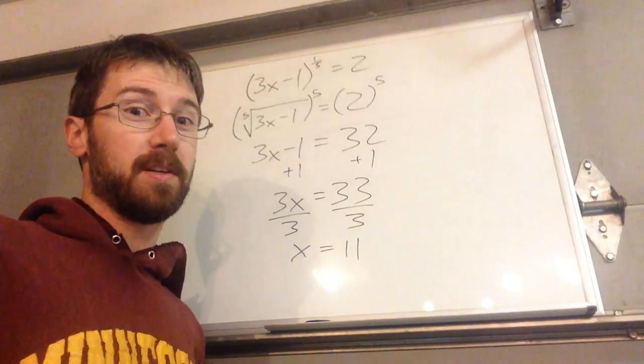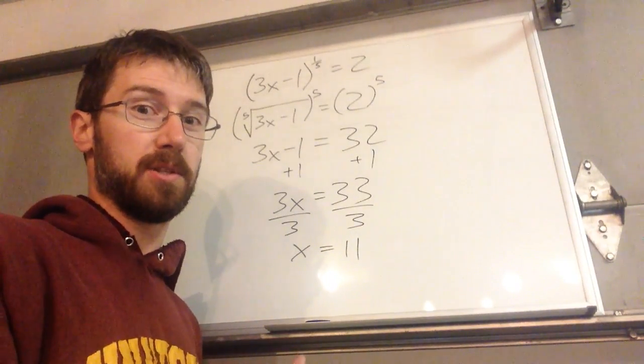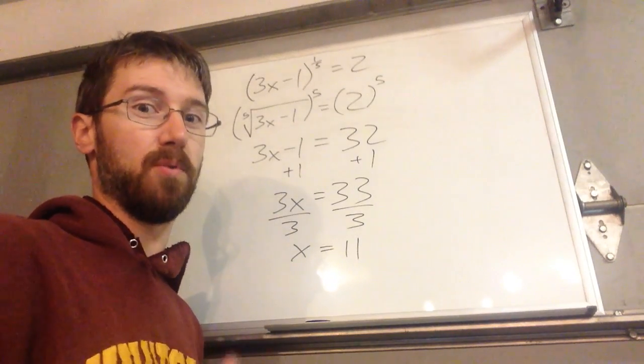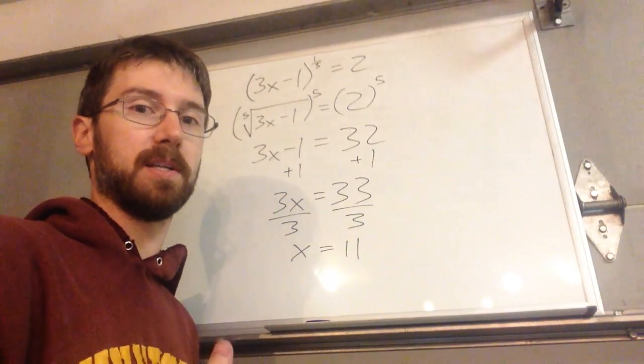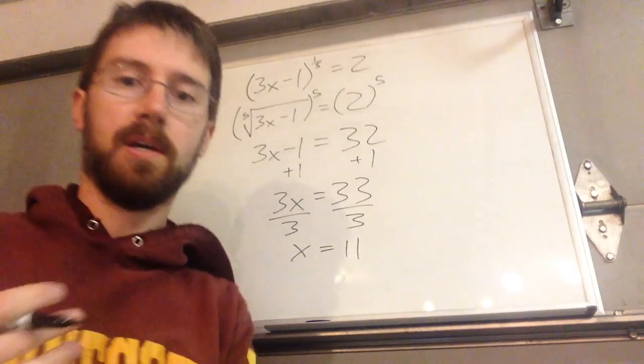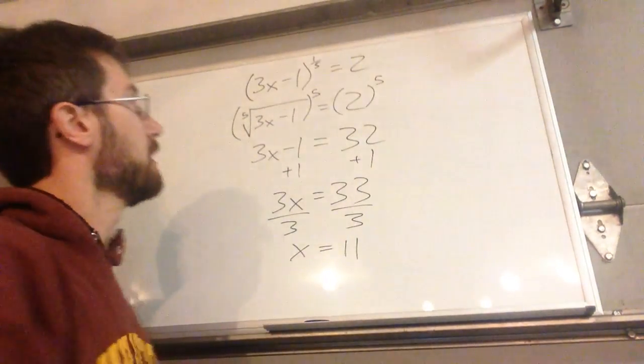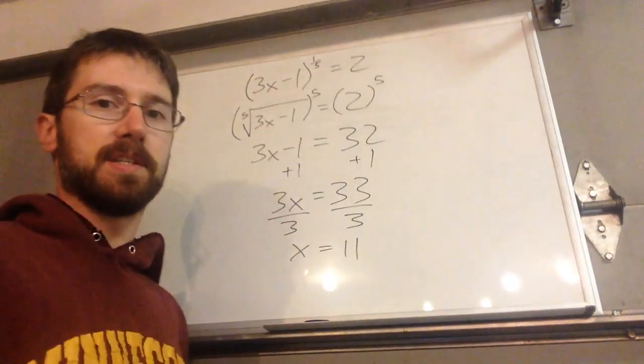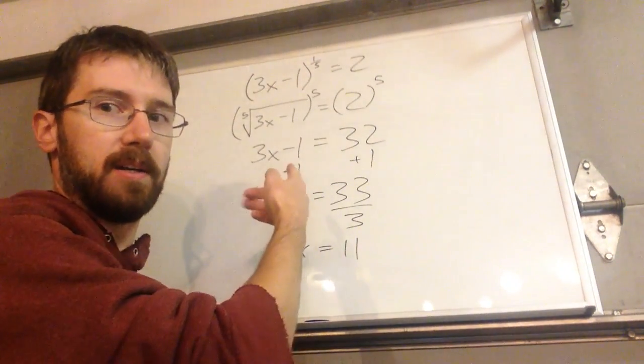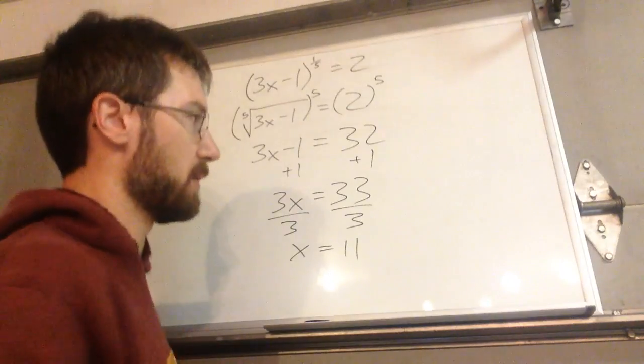Odd root function, not going to be an extraneous solution, so I really don't have to check this one. If it were an even root function, you'd want to check it to make sure it's not extraneous. Alright. So, long story longer, if it's a fraction as an exponent, change it to a radical, and then just apply the proper power.